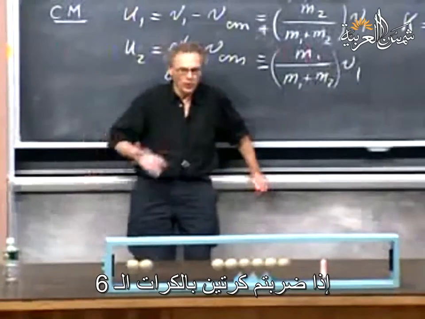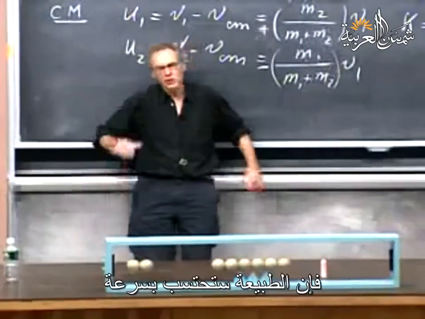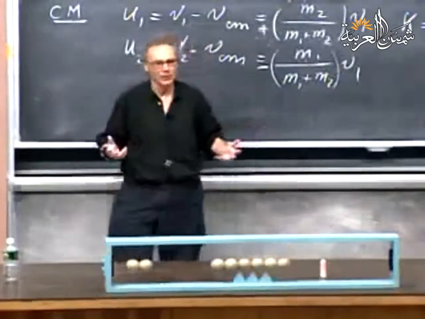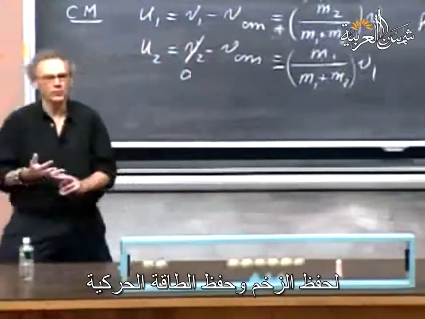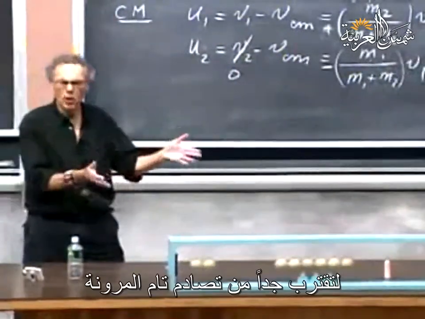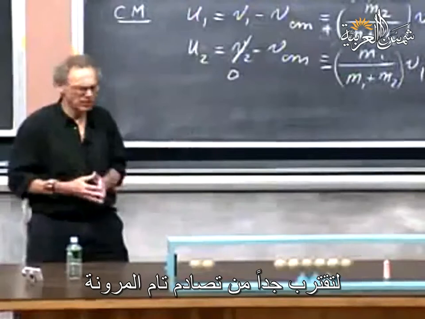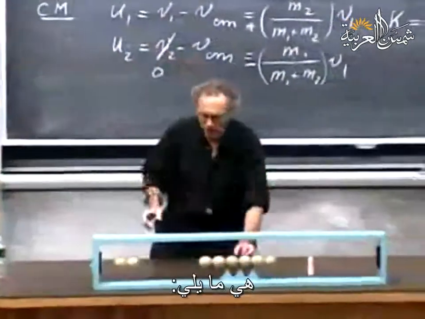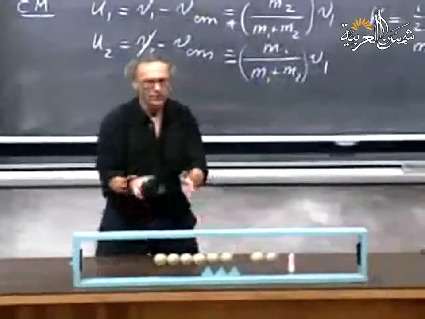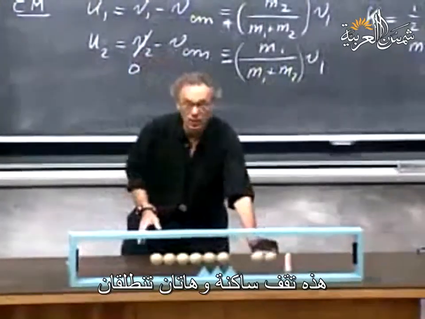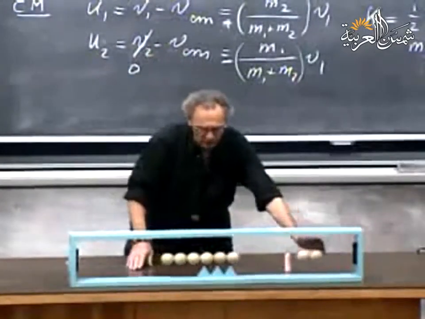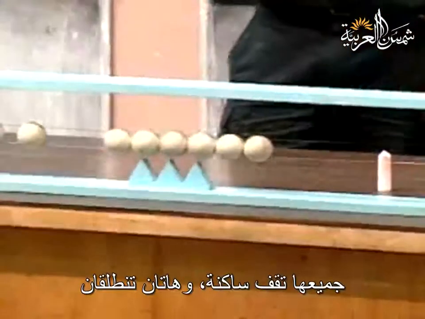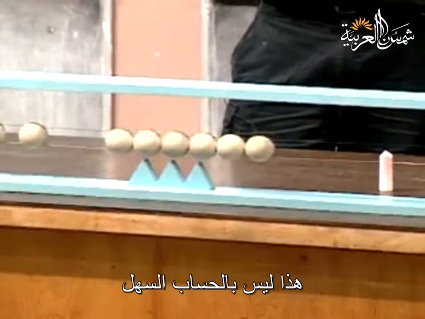If you slam 2 balls onto the 6, nature is going to calculate like mad to conserve momentum, to conserve kinetic energy, closely enough to a completely elastic collision, and out comes that the only way that nature can do it is the following. They all stand still, and these 2 take off. Look again. They all stand still, and these 2 take off. That's not an easy calculation.